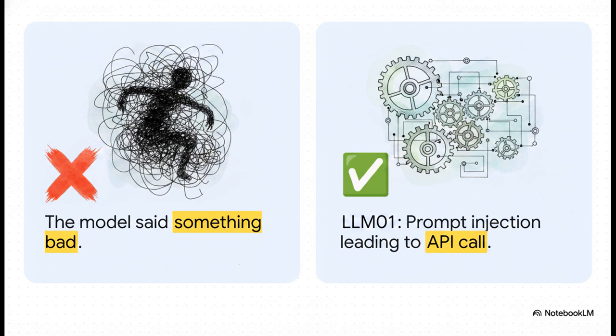Just look on the left side here, a vague finding like, the model said something bad. That tells engineering absolutely nothing. On the right, though, we have a precise finding, LLM01, indirect prompt injection leading to unauthorized external API call, and we note that maps directly to LLM08. We're using the OWASP top 10 categories to describe exactly what happened. Precision in naming drives precision in remediation. If you can't name the failure accurately, the engineering team literally can't fix it.